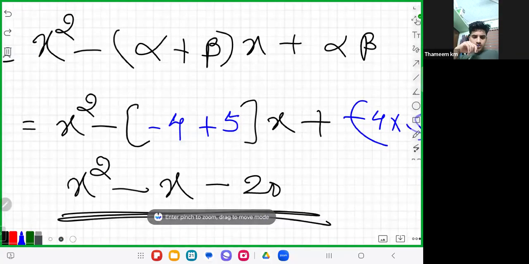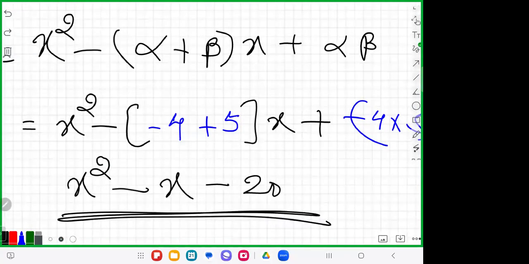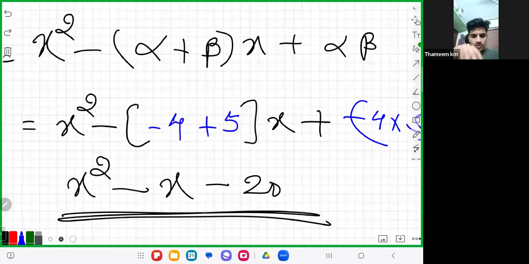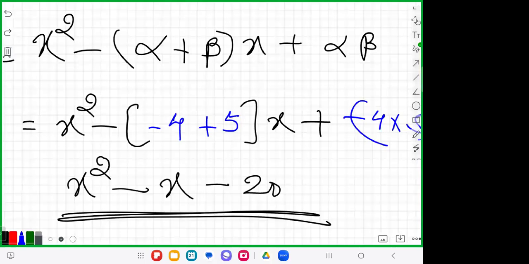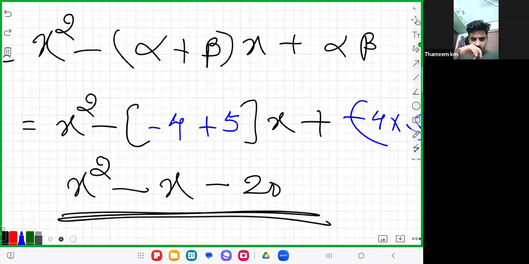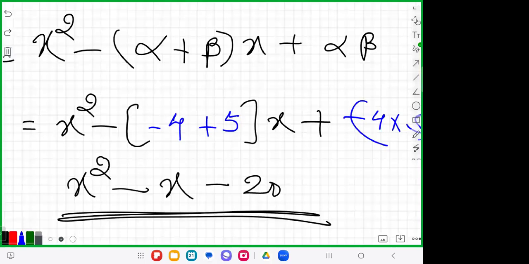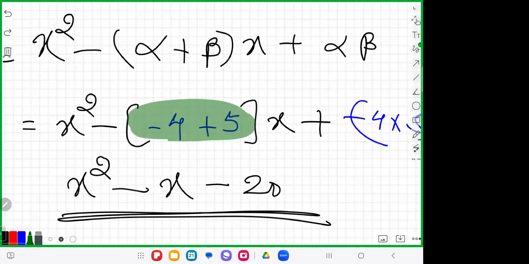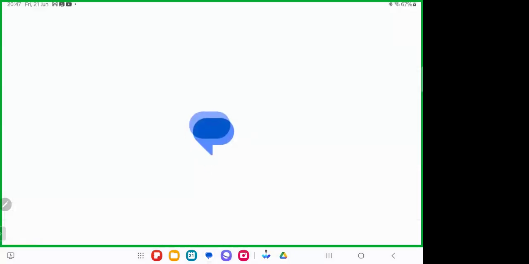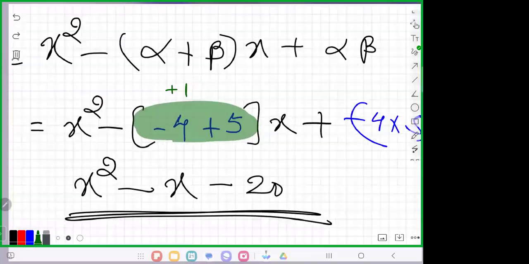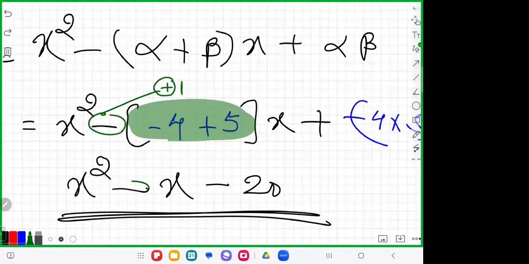The answer at the last is x square minus x minus 20. We know the BODMAS rule: what is inside the bracket we have to do first. Bracket, open, division, multiplication, addition or subtraction. So the BODMAS rule is important. Check what is inside the bracket: -4 plus 5. Arsha, what is -4 plus 5? That is positive 1. This positive 1, and outside this the negative: different signs, so that's why it is negative. That's why negative 1.